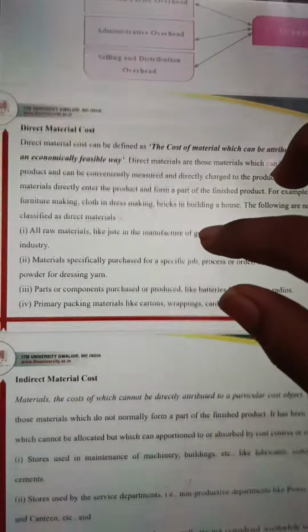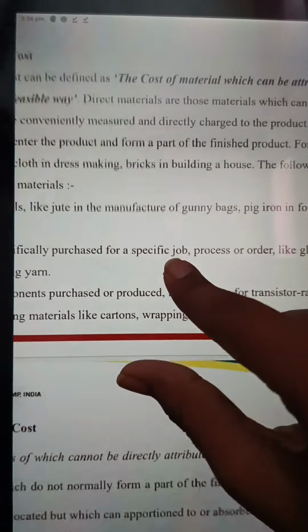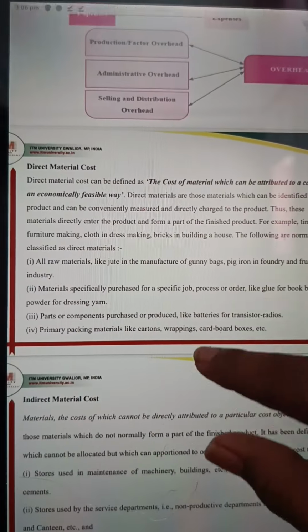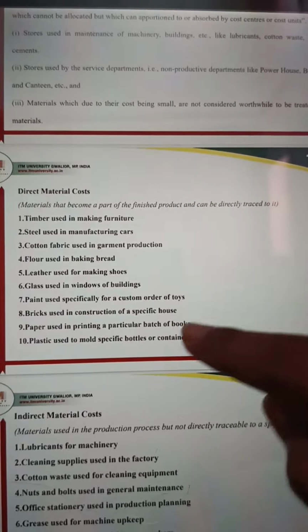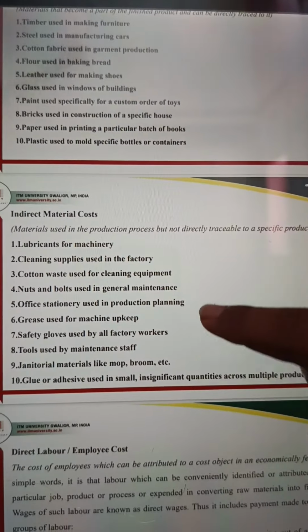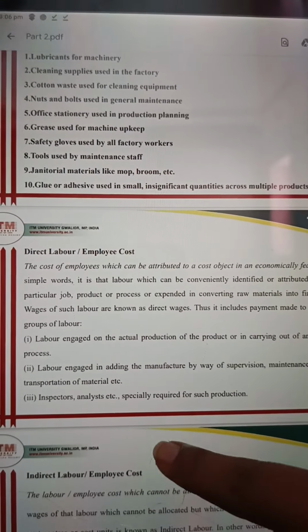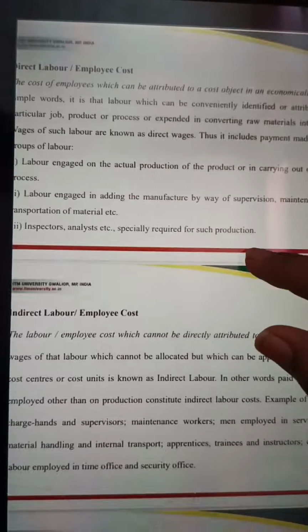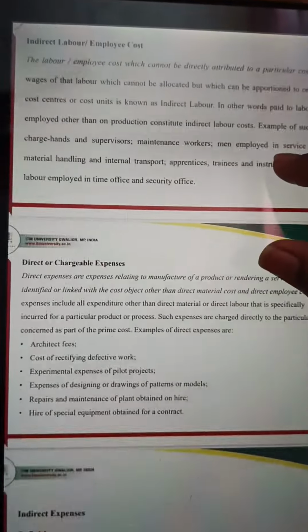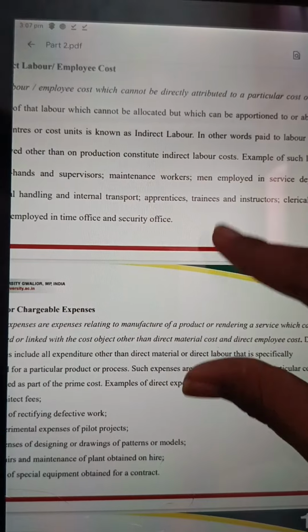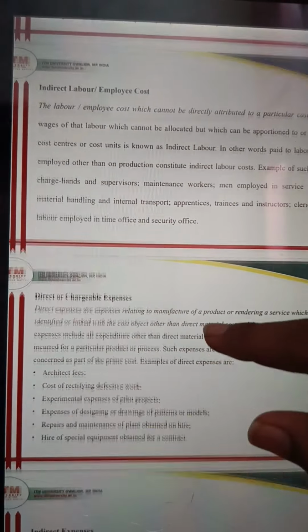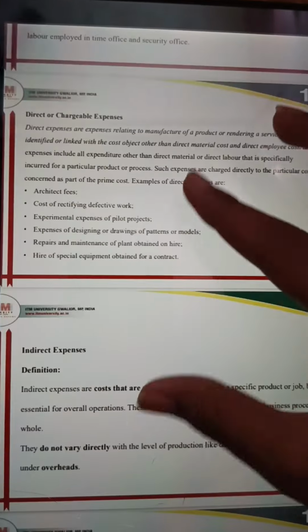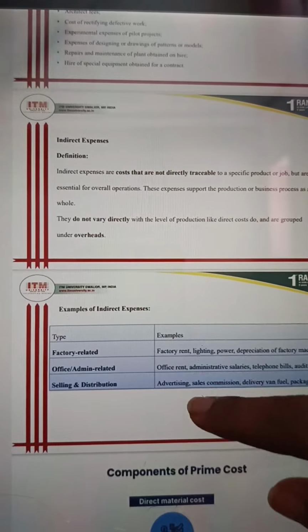So here we will learn the complete definition of direct material cost, indirect material cost, and direct material cost examples. You have to learn these examples. Indirect examples are given here. And direct labor, or employee cost, how it is defined, you have to learn this also. And indirect labor, employee cost, how this is defined. And direct chargeable expenses: this is the definition of direct expense and an example is also given. Indirect expenses also. These all are theory. In Unit 1, every theory you have to learn, with an example of indirect expenses.